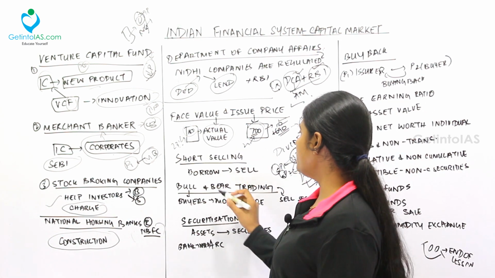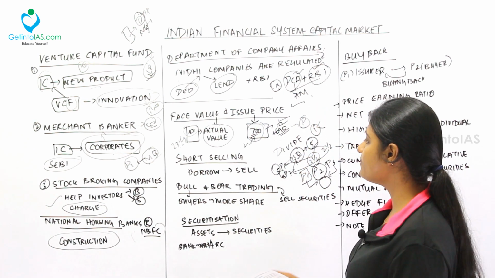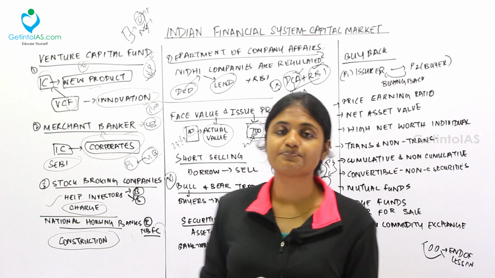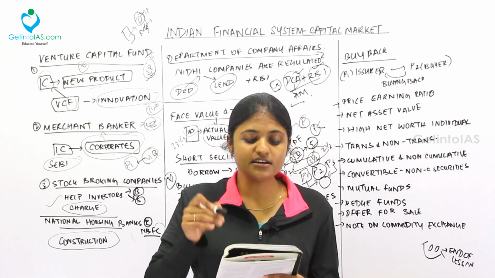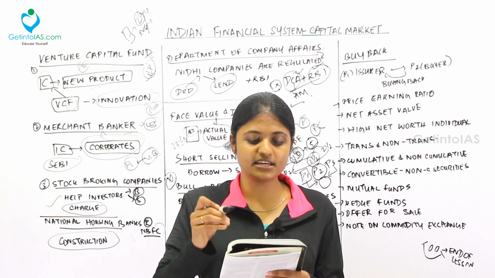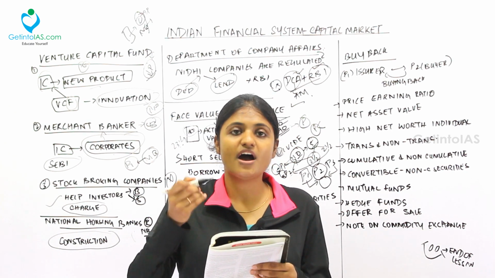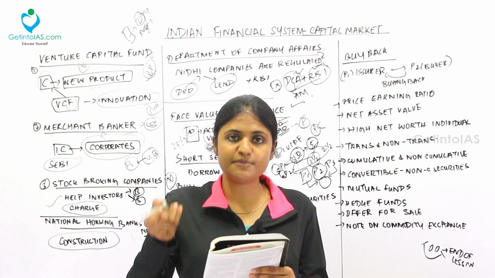Fine. Next, bull and bear trading. What is called as bull and bear trading? This is a previous year UPSC question. Very important to be noted down. See, in bull trading, buyers buy more shares in the expectation that the securities price will rise in the future, with a plan to sell at that time and earn profit.